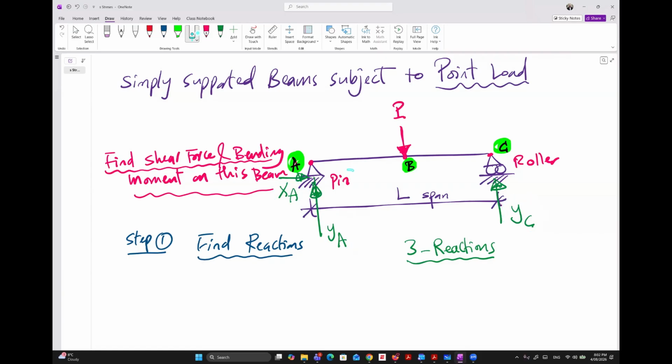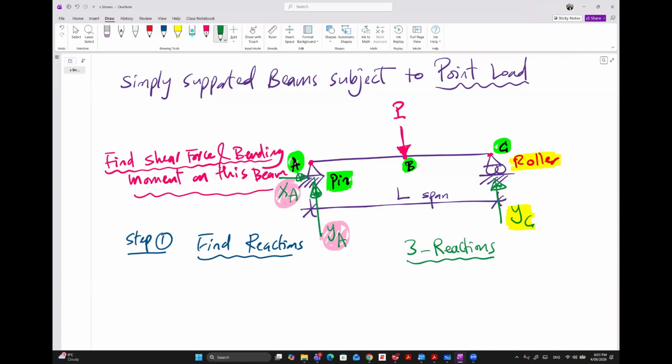For the pin support, we have two reactions, which are X and Y. For C, C is a roller. If it is a roller, we have only one reaction, okay? Because the roller is allowing the support to move, so it doesn't have a horizontal reaction. But for the pin, it has two reactions. So the total number of reactions is three, okay?